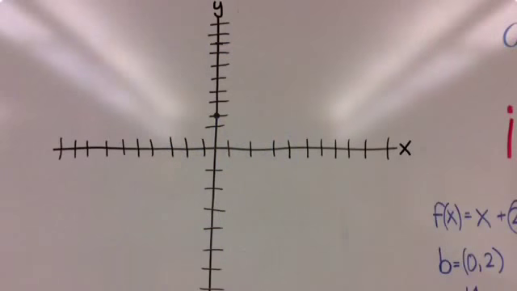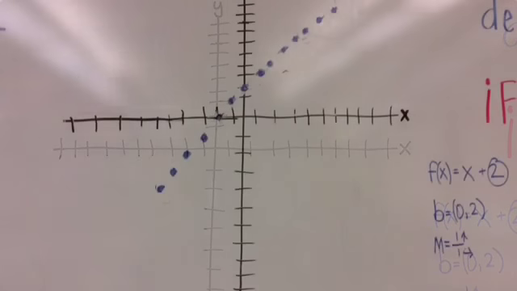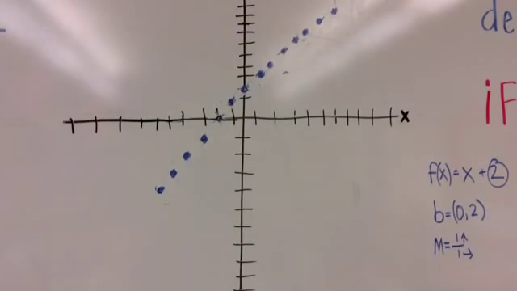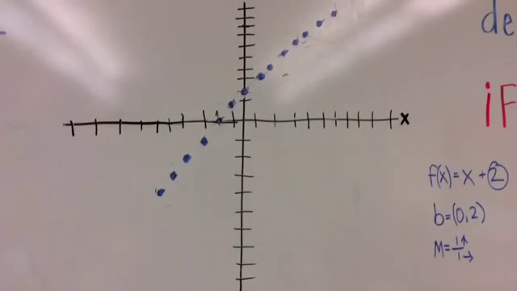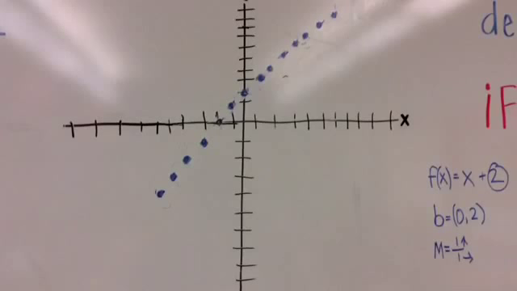Label your axes. X is on the horizontal line and y is on the vertical line. Now, plot your first point, which is the y-intercept, 0, 2. Continue plotting your points using the slope, up 1 to the right 1. Continue doing this until you can't fit any more.